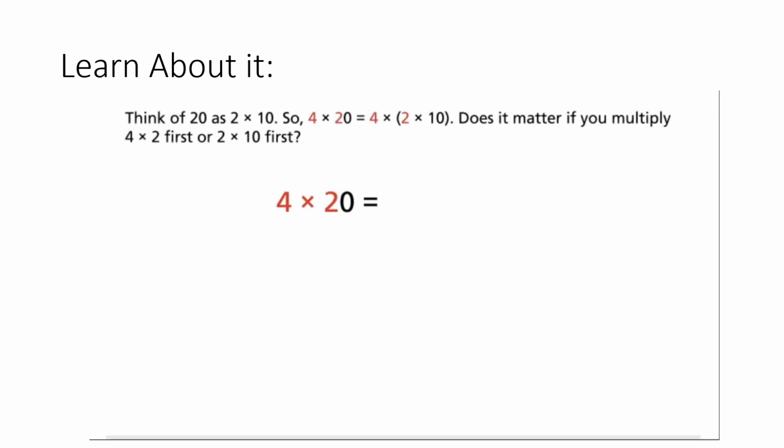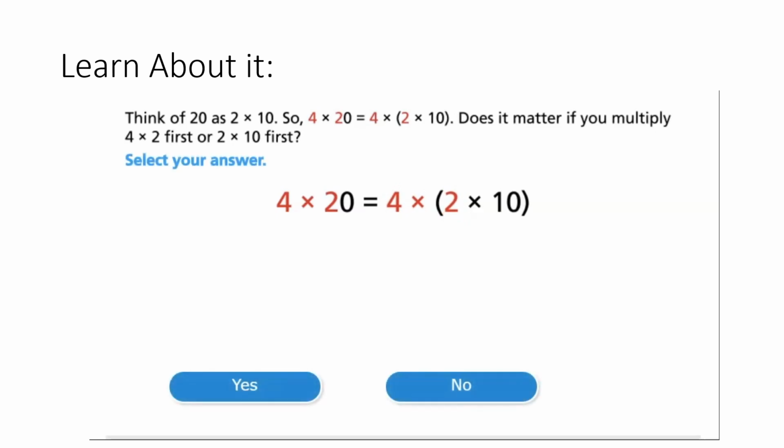Think of 20 as 2 times 10. So 4 times 20 equals 4 times the quantity 2 times 10. Does it matter if you multiply 4 times 2 first or 2 times 10 first? Select your answer. That's a great question. If we tested it out, we would have 4 times 2 is 8, times 10 is 80, or if we did 2 times 10 first is 20, times 4 is also 80. So does it matter?